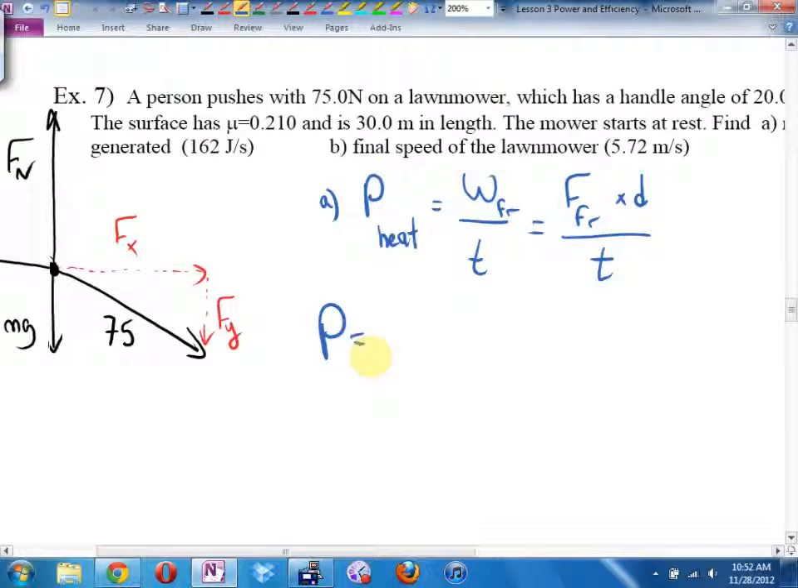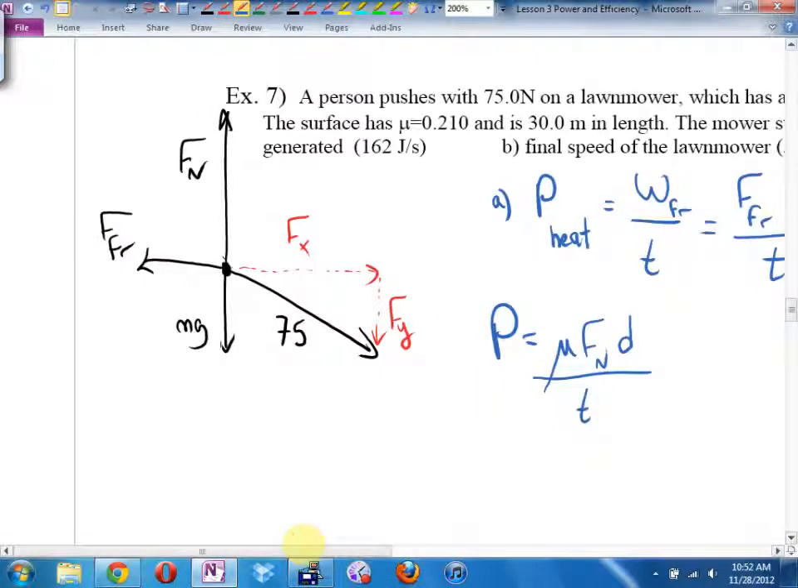Friction is what times what? So this is going to be mu times the normal force times distance divided by time. I don't know the normal force. Oh, but look. How big is the normal force? Can you give me an equation from this diagram? Taylor, louder, you're right. I think it is going to be mg plus 75 sine of, what's the angle? 20?